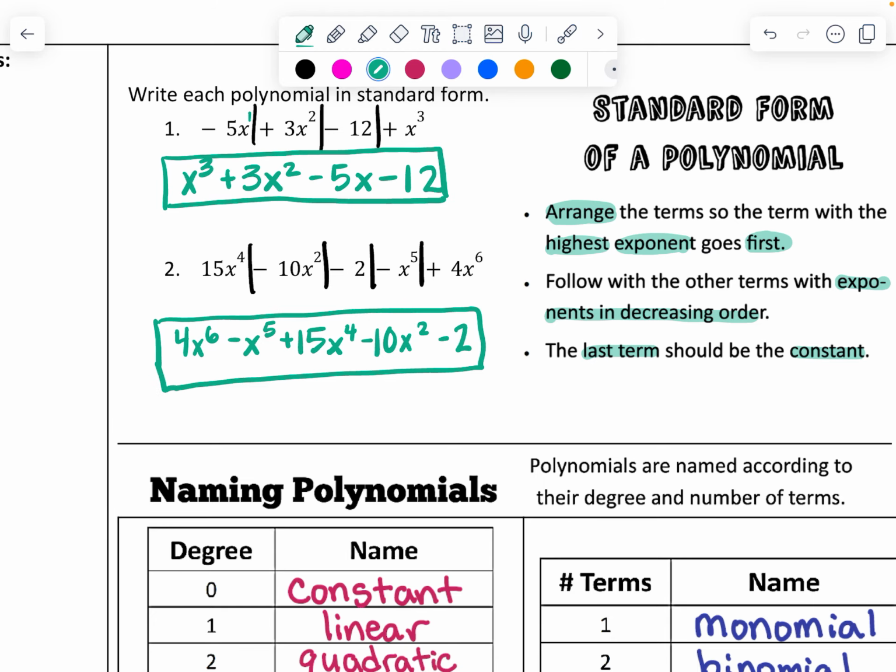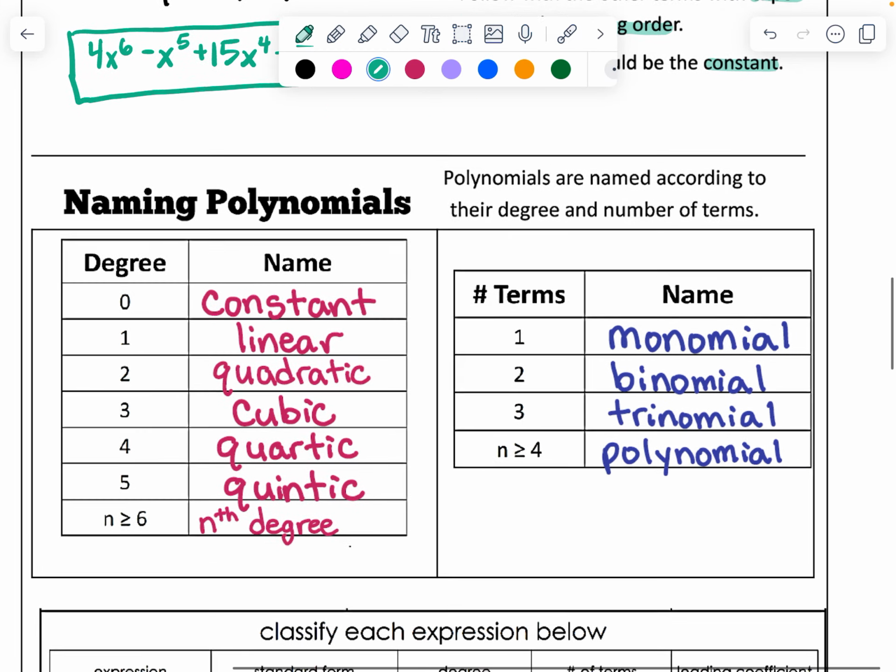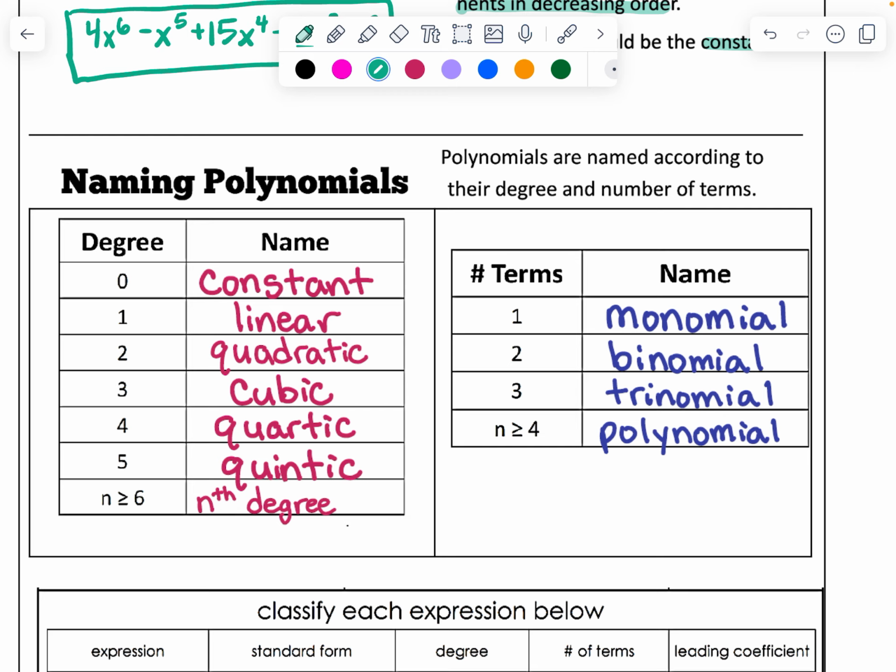Now that polynomial is in standard form. So let's talk about naming the polynomials based on the number of terms and the degree. Again, the highest exponent is what determines the degree. These are all filled in for you already. A polynomial with 1 term is a monomial, 2 terms is a binomial, 3 terms is a trinomial, and anything higher than 3 is just considered a polynomial.